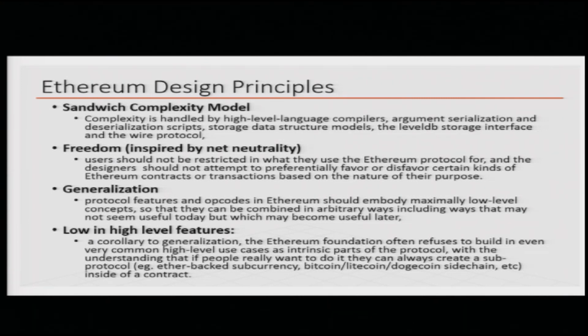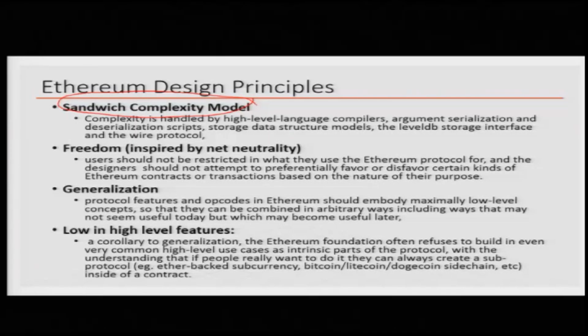So Ethereum has what they call the sandwich complexity model. A sandwich has three layers: the top layer and bottom layer are bread, and the middle layer has something like meat or some vegetables. Here also the idea is that all the complexity is in the top layer and the bottom layer, and the middle layer is kept as simple as possible.